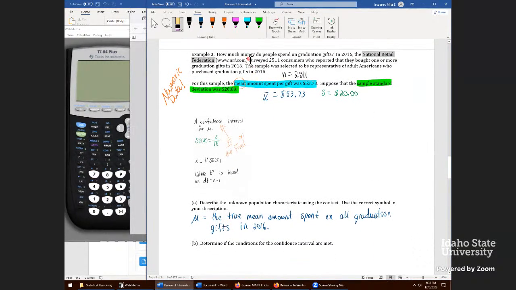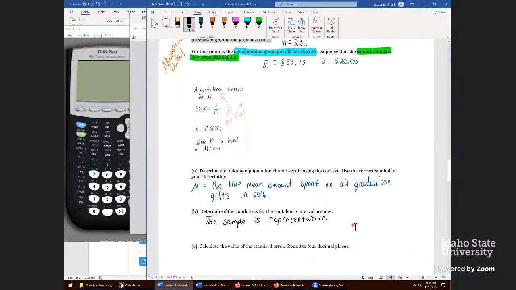But looking through the problem, it says, we surveyed 2,511 consumers who reported they bought one or more graduation gifts, and the sample was selected to be representative of all adult Americans who purchase gifts. So we can say at least we know we have a representative sample. I'll say pretty much that. The sample is representative. But now, just like when we were dealing with categorical data, we had to know if our sample size is large enough. Same issue here.